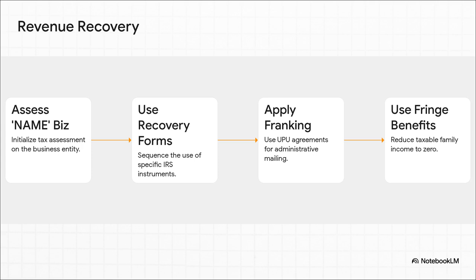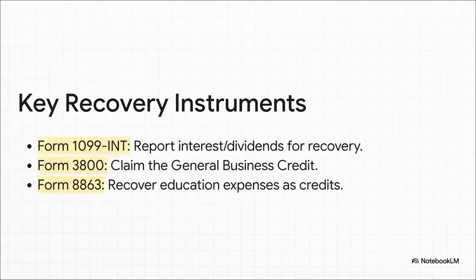This revenue recovery process follows a clear operational sequence. It begins with a specific tax assessment on the commercial entity. From there, a precise sequence of recovery forms is used. The framework also points to using the franking privilege for administrative mailings and strategically applying fringe benefits to lower taxable income. And here are some of the key instruments used in that process. You've got forms like the 1099 INT for interest, the 3800 for the general business credit, and the 8863 to recover education expenses. Each one is a specific tool designed to execute one part of the overall financial strategy.